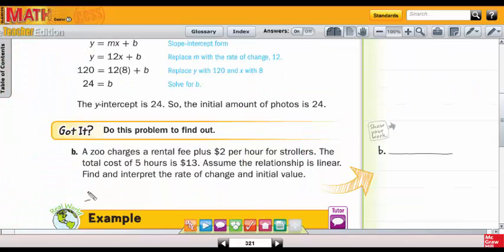Okay, let's take a look at letter B. A zoo charges a rental fee, so there's one thing we're going to be looking for, plus a $2 per hour fee for strollers. So in other words, I wish they had worded this a little bit differently.